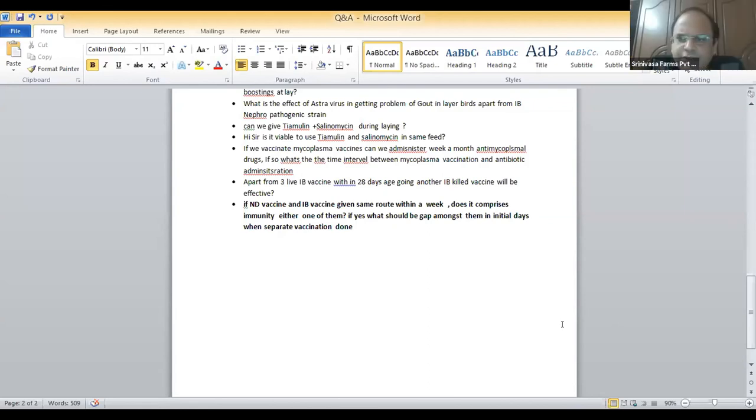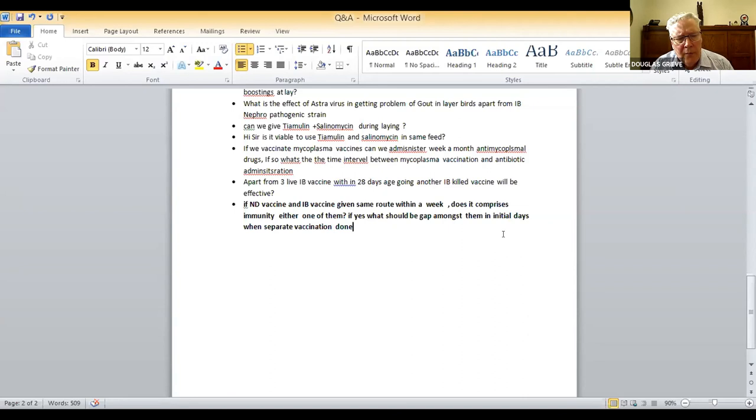So last question of the day. If Newcastle vaccine and IB vaccine are given by the same route within a week, does it compromise immunity of either one of them? If yes, what should be the gap between them to keep them separate?